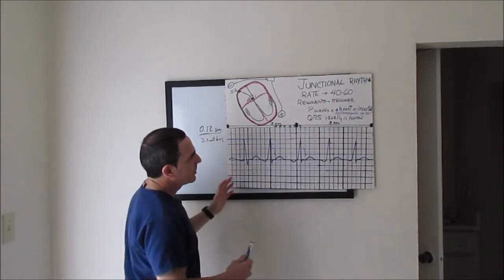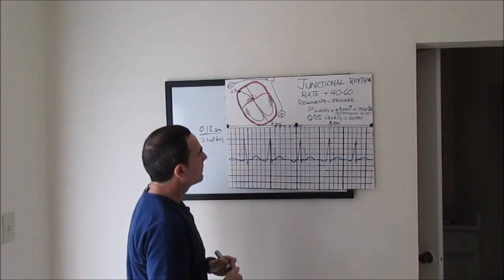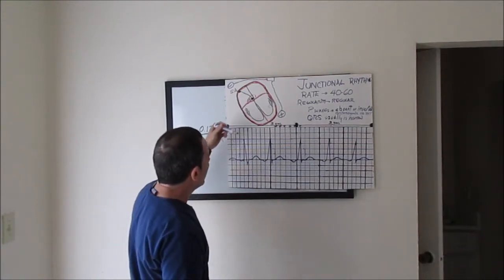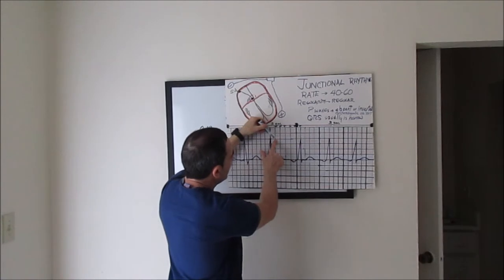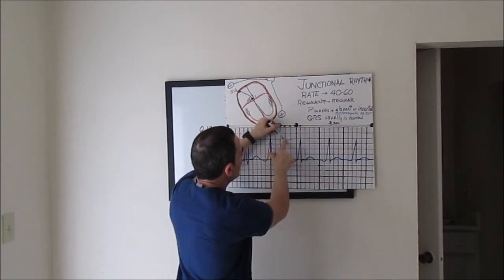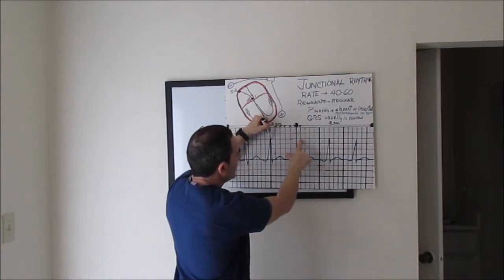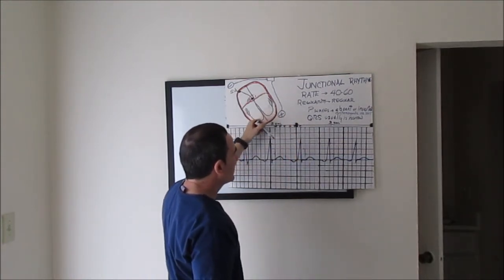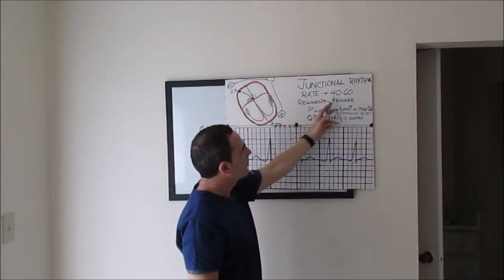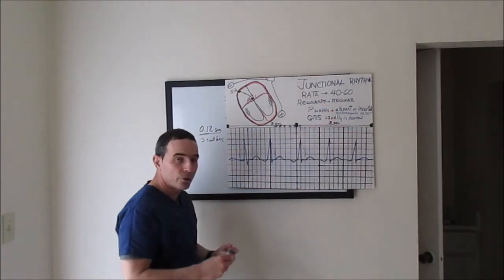If you want to count the rate, how many beats per minute, for example, the first big box is 300, the second is 150, then 100, 75, 60, and 50 beats per minute. In this case, the rate in this patient is 50. It's between 40 and 60, and this is the junctional rhythm.